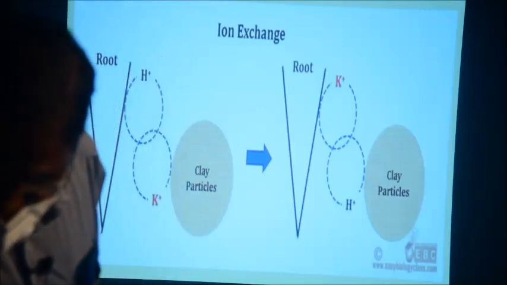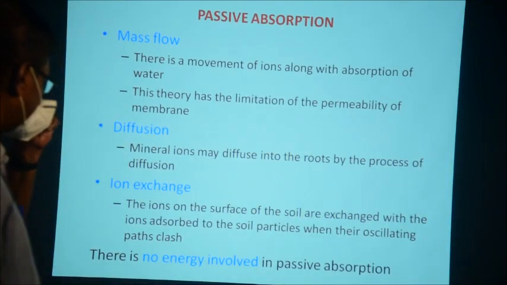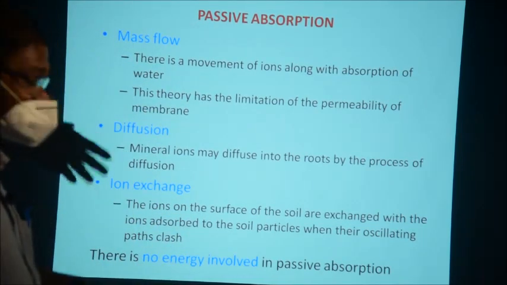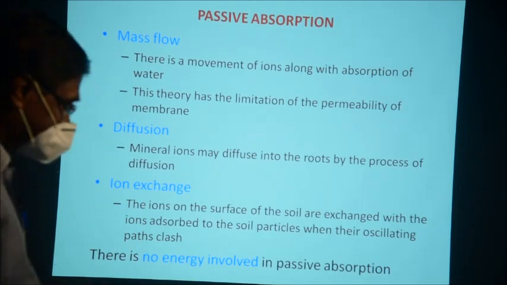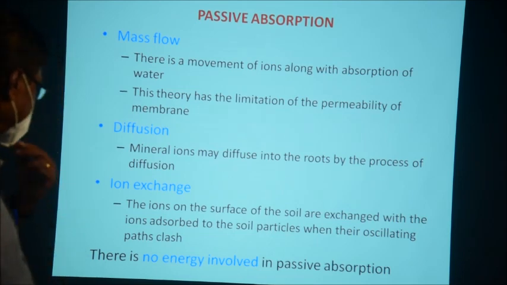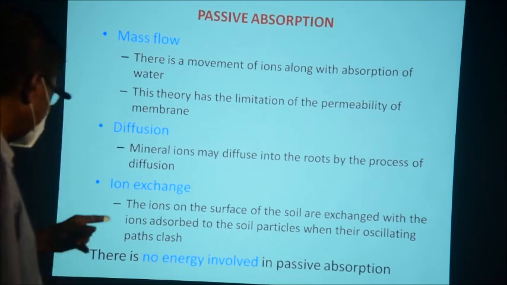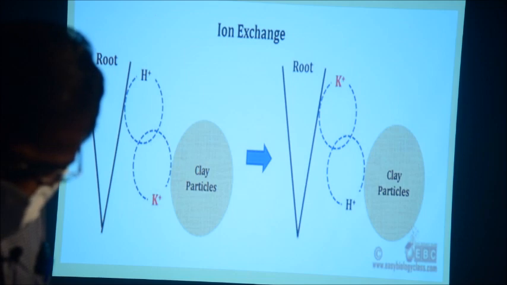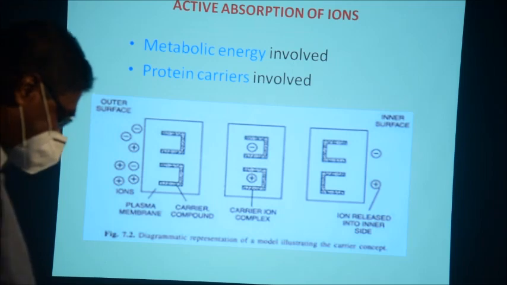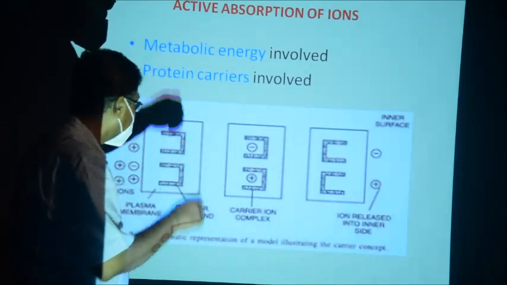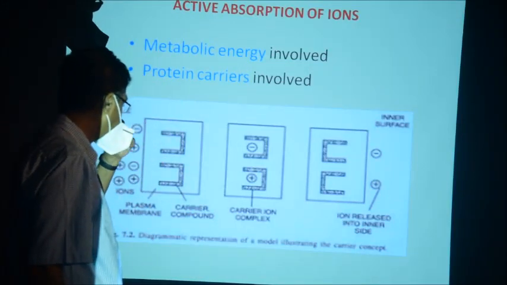So we have discussed three. One is mass flow, where the ions enter along with the entry of water. Second is diffusion, simply entry of solutes into the root by diffusion. And third is ion exchange, where there is exchange of ions between the clay particles or soil particles and the root. This is passive absorption. In passive absorption, the most important part is that there is no energy involved.